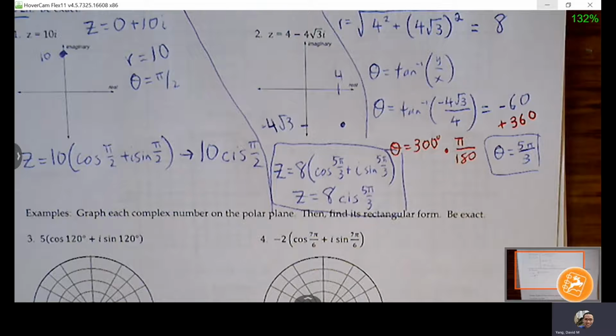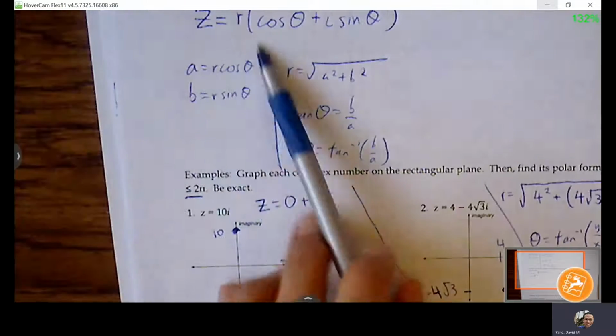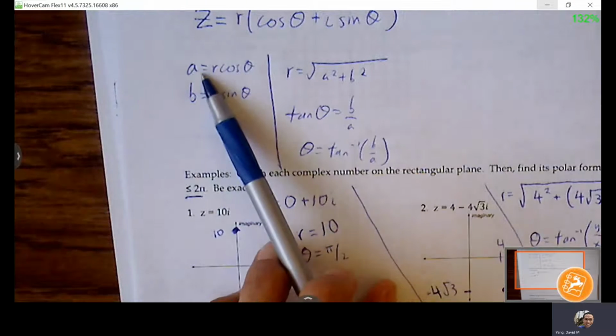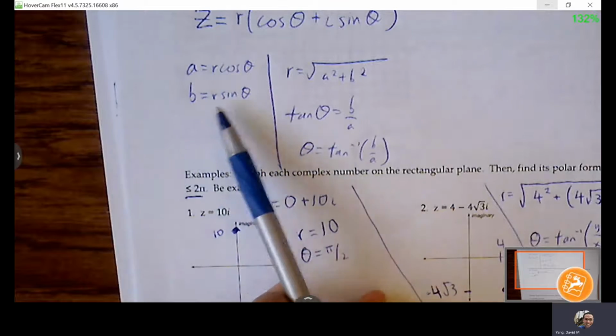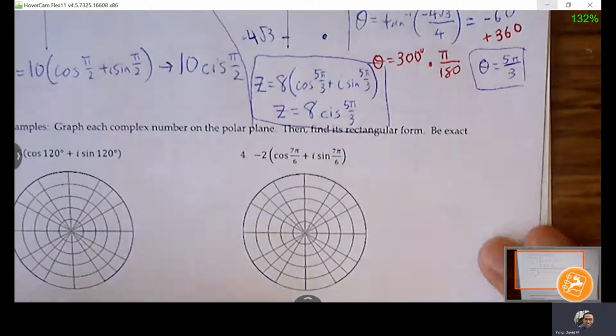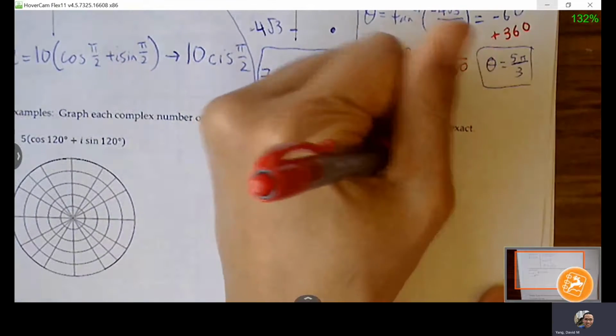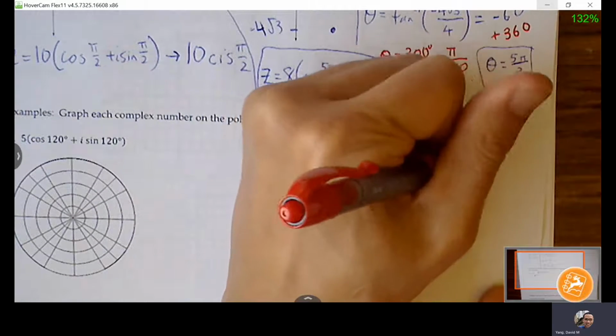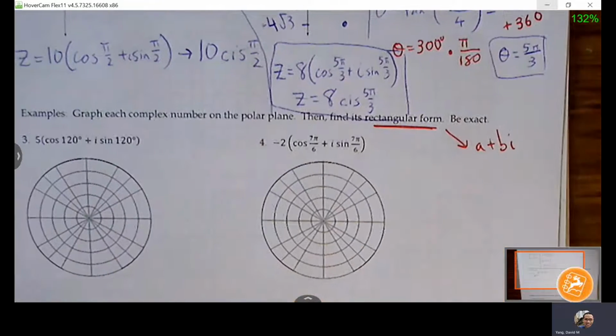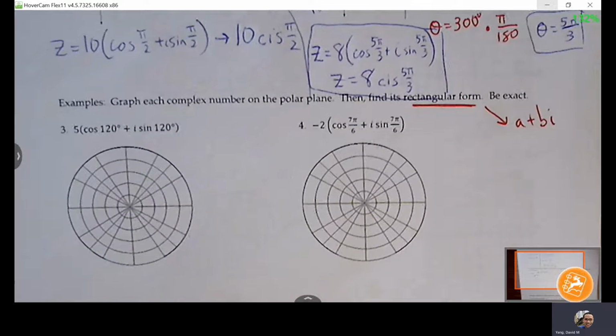Okay, so now we've converted from rectangular to polar, and now we're going to do the other direction. We're going to go from polar to rectangular. And the way that we're going to do that is we're going to rely on trig. Okay, A is r cosine theta, and B is r sine theta. And we're going to get it into rectangular form. Rectangular form for complex numbers is going to be a plus bi. So we're going to find the a and b value and just put it into that form.